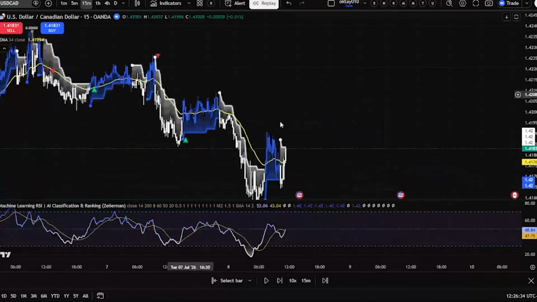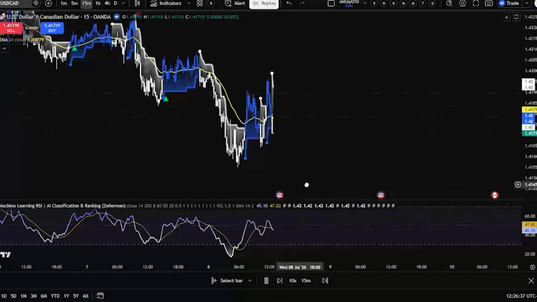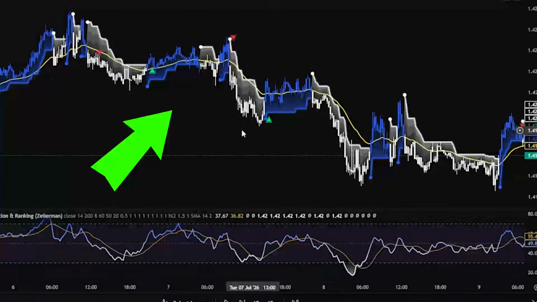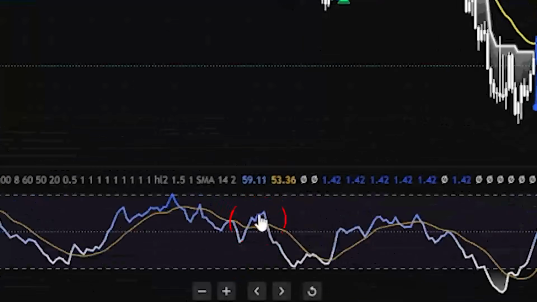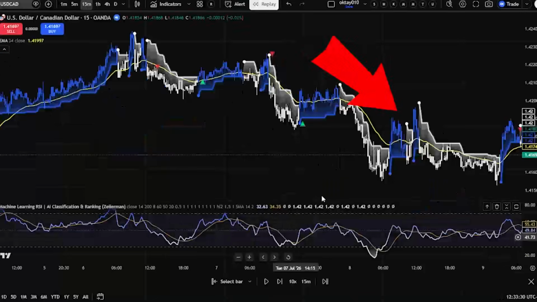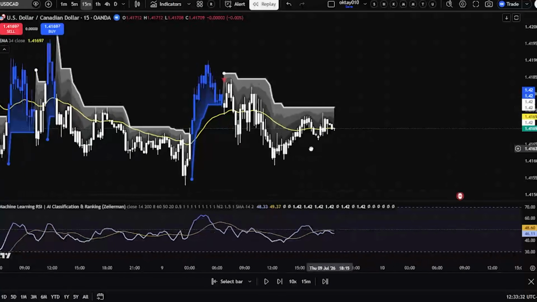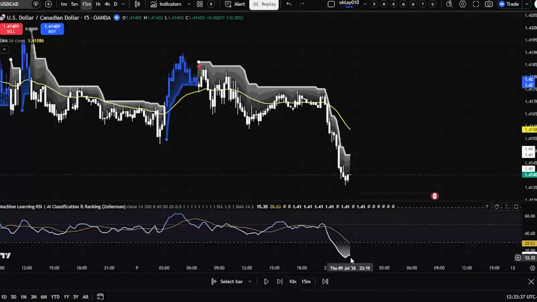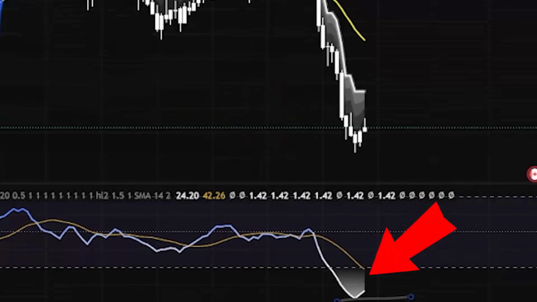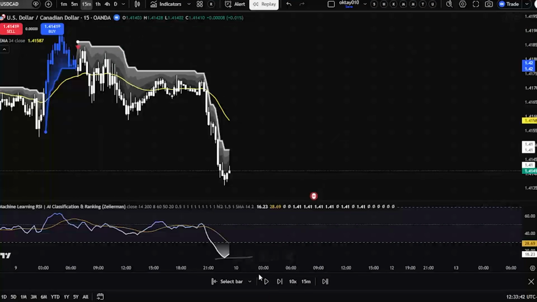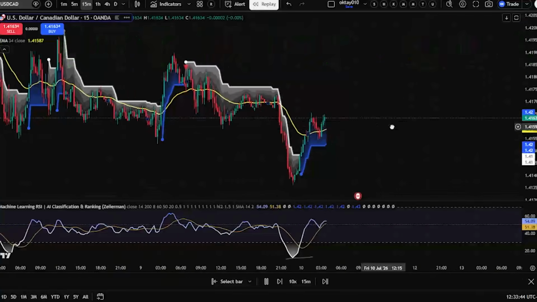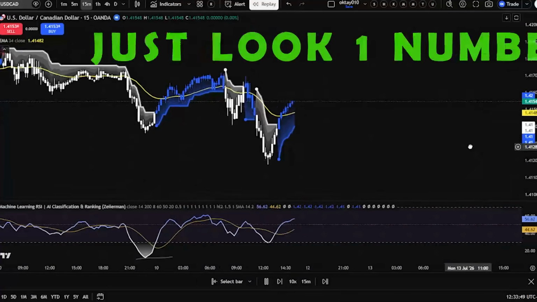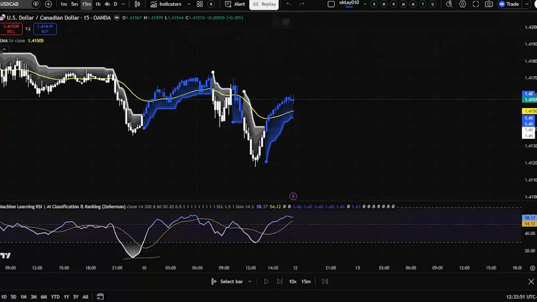Most traders use the RSI very simply. For example, they say, when the RSI goes below 30, it means that we are oversold and we should buy. Or when the RSI goes above 70, it means that we are overbought and should sell. But the problem is that the market does not always follow this simple rule. Sometimes the RSI goes below 30 and the price goes even lower. Sometimes the RSI goes above 70 and the market continues to grow. So where's the problem? The problem is that we only look at one number, not the conditions behind that number.